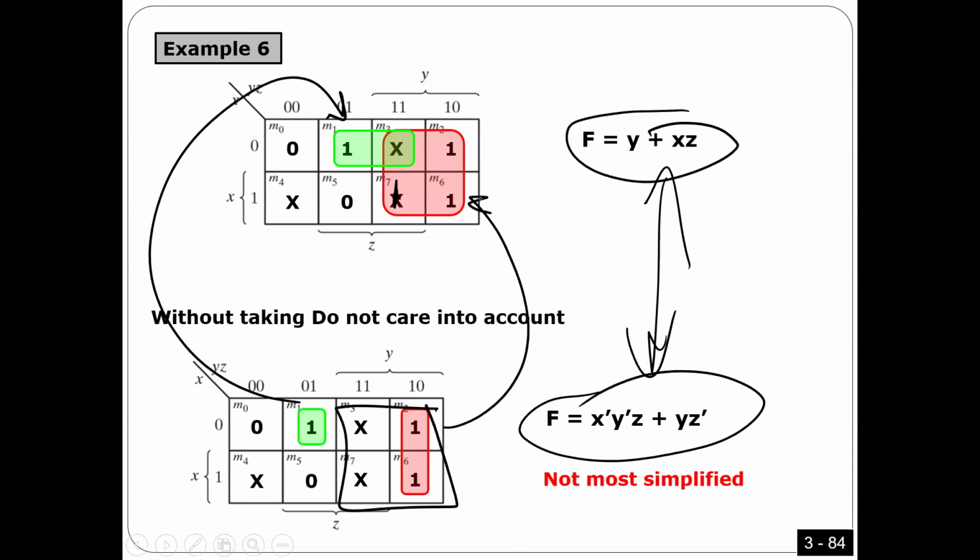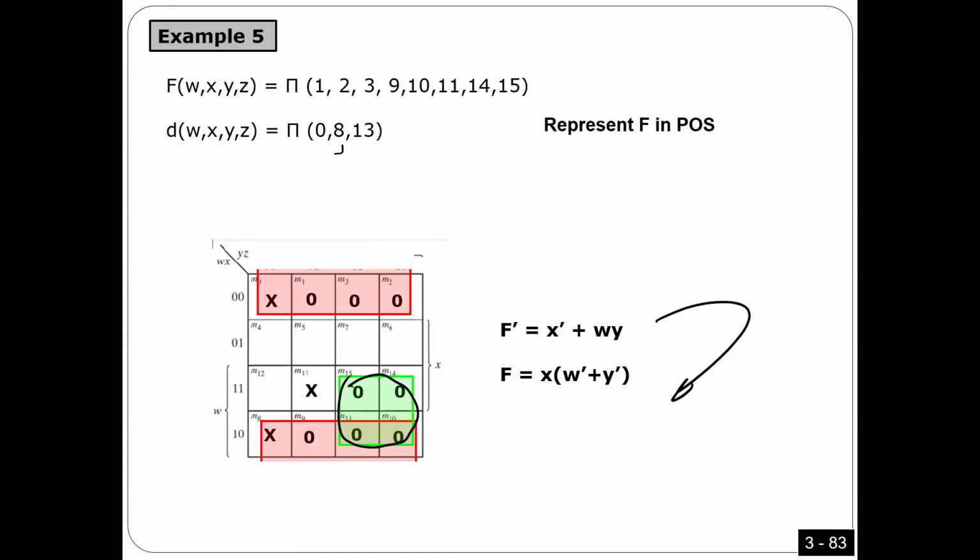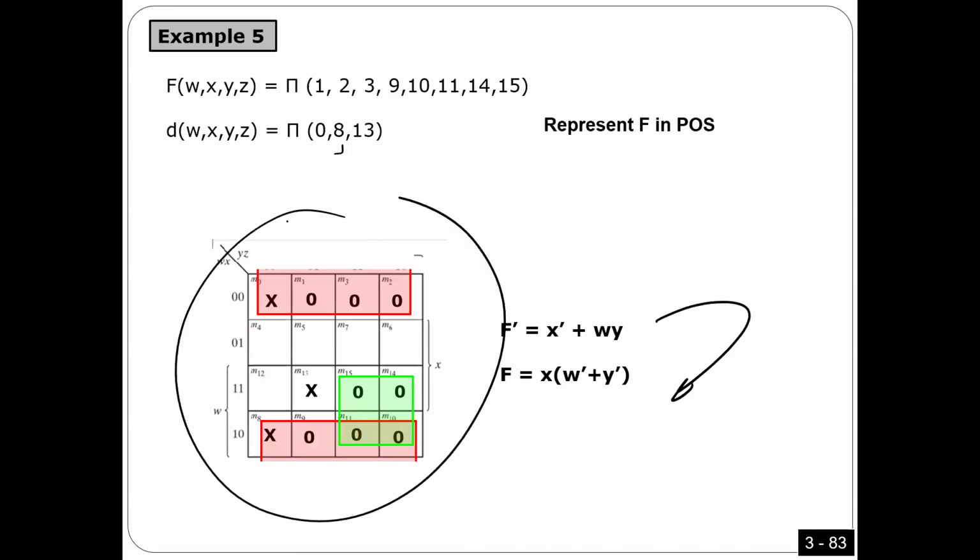Okay. So in test 1, I will give you something like this one here. It's going to be for 4 variables, with don't care. I will ask you to write the simplified function either in sum of products or product of sums. Any questions?